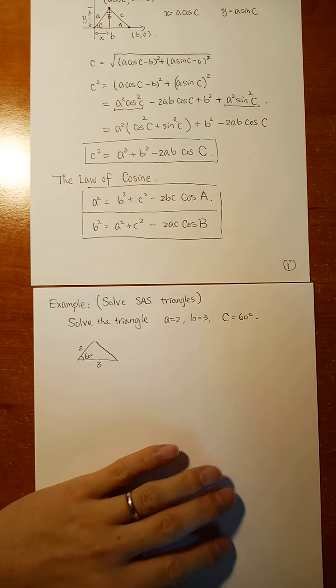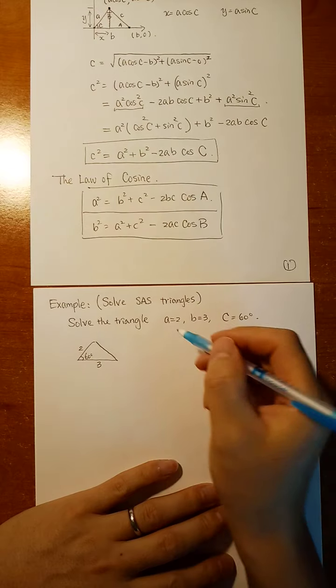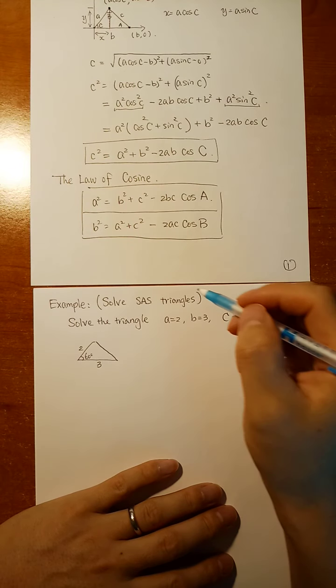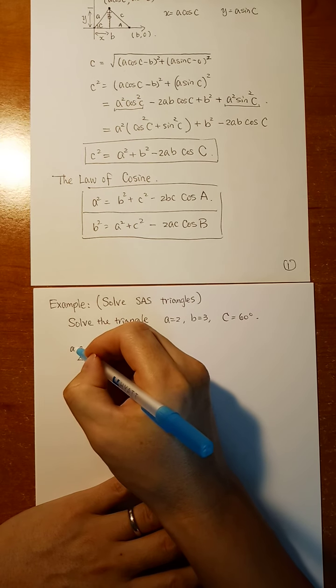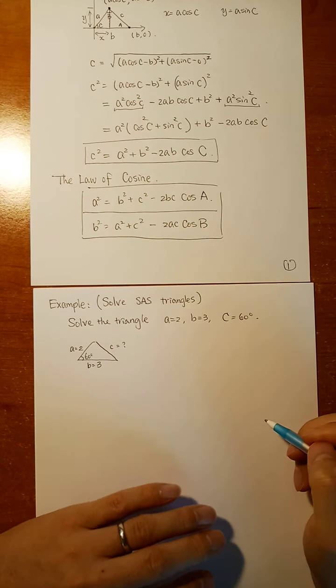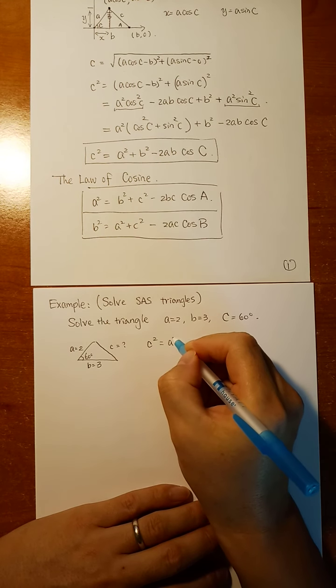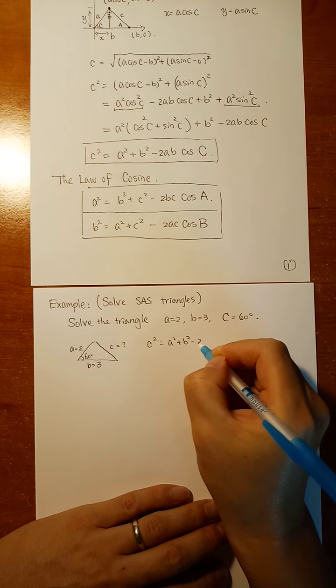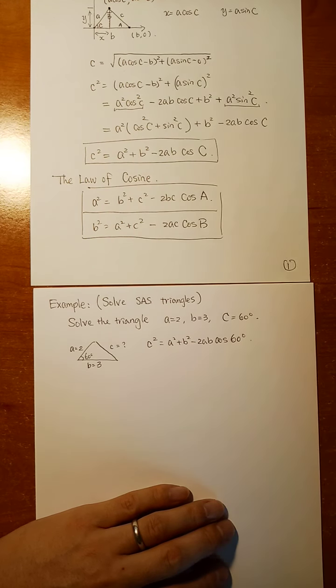Very good. So what do we need? We need to use the law of cosine to determine the opposite. This is A, this is B, so the third missing side is C. So we get C squared is equal to A squared plus B squared minus 2AB cosine 60 degrees.